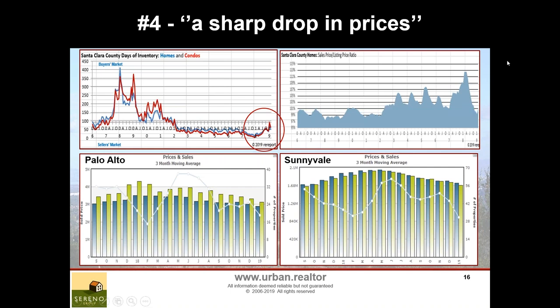If we look here, we see an increase. Basically, prices start to edge up higher compared to what they were. So this is where we are today.